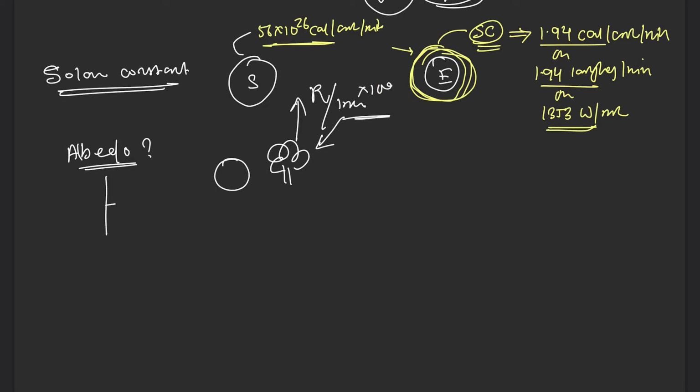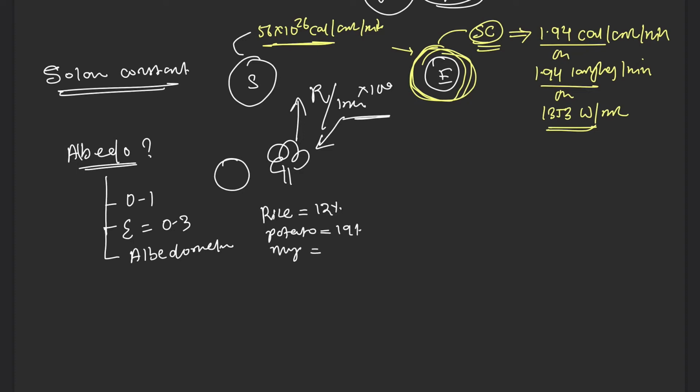The value of albedo ranges from 0 to 1. The mean albedo of the Earth's surface is 0.3. Albedo is measured by the instrument albedometer, right? And this albedo value varies from crop to crop, from soil to soil, based on different situations. For rice crop, the mean value of albedo is 12%. For potato crop, the mean value is 19%. For mung, it is 26%.